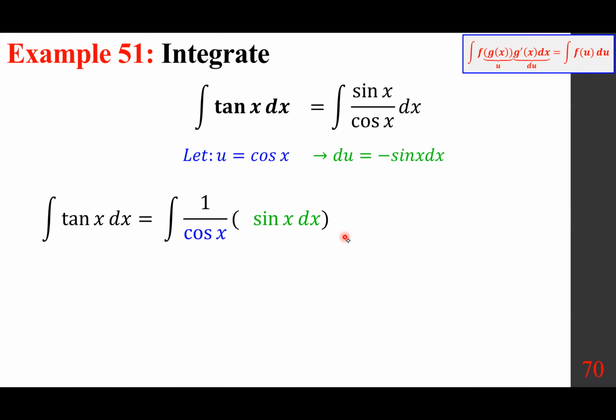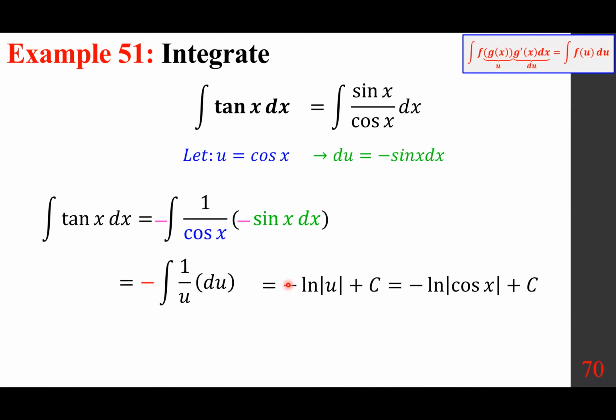And since u is cosine x and everything looks good except we don't see the negative sign, I'm going to throw in a negative, and out. Their product is positive 1. We are in good shape. Okay. So the negative sign was missing. We took care of the business. It's not a big deal. So we have minus 1 over u du. And as you know, this is a natural log.